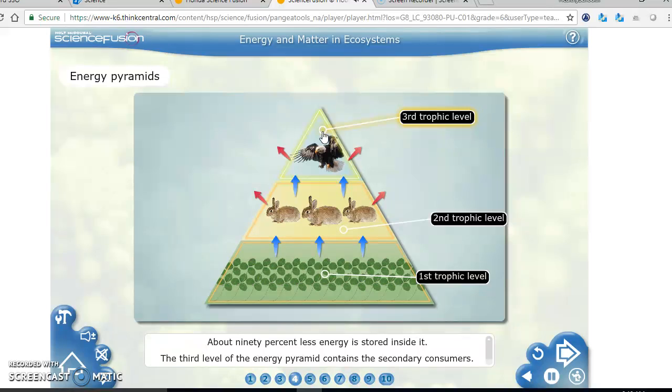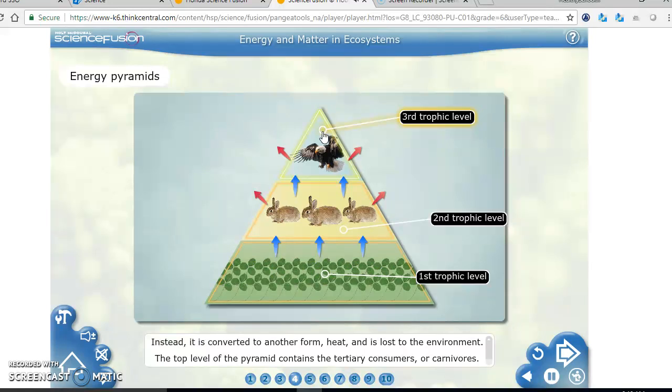The third level of the energy pyramid contains the secondary consumers. When a bald eagle eats a rabbit, only 10% of the energy in the rabbit gets stored in the bald eagle. The bald eagle uses the remaining 90% of the energy for life processes such as respiration and reproduction. Just because the bald eagle uses this energy does not mean the energy is destroyed. Instead, it is converted to another form, heat, and is lost to the environment.